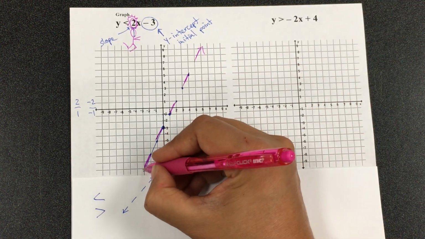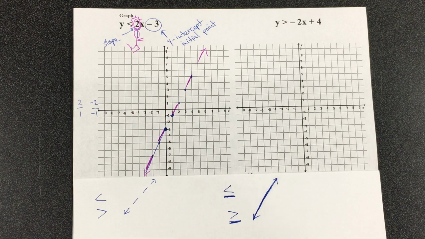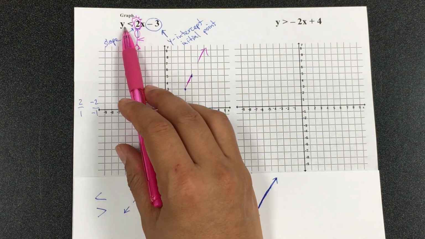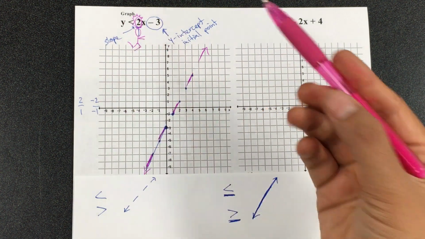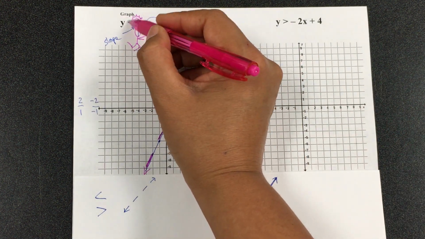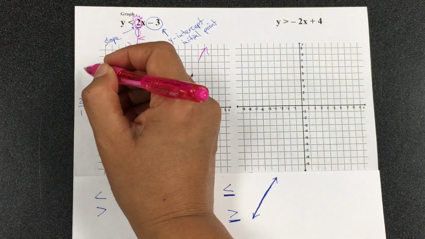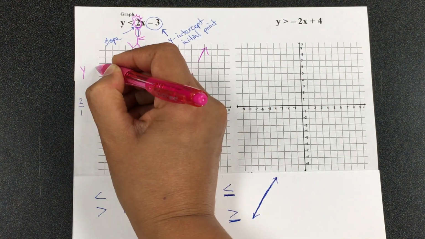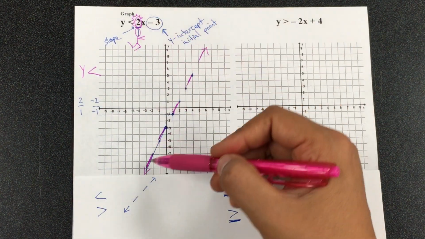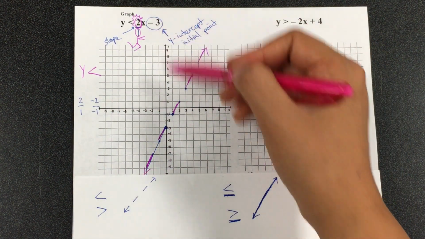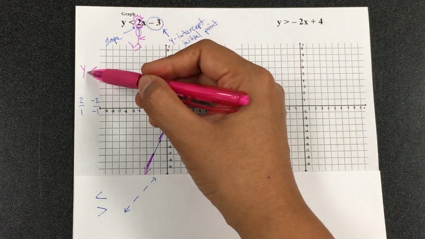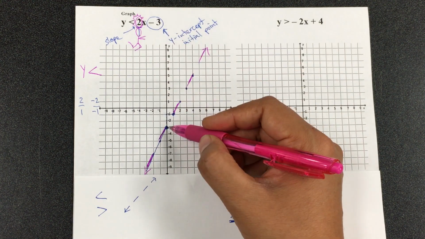Something like that. Okay, now for the shading, it's a lot easier when you have y by itself. I just take the y and the symbol. Okay, so you have y is less than the line. This represents where the line is going to be placed, right? The initial point, and then rise and run. This is the line. But y is less than that line.